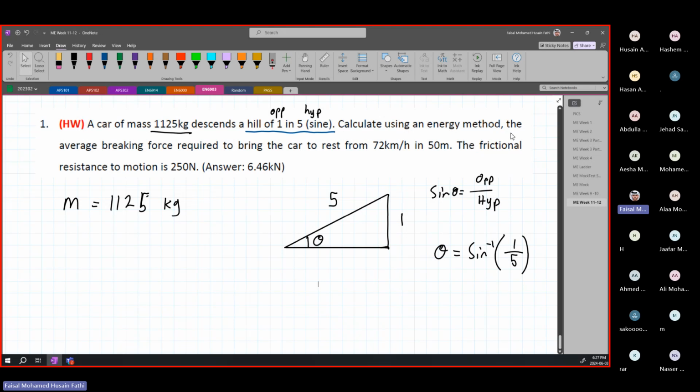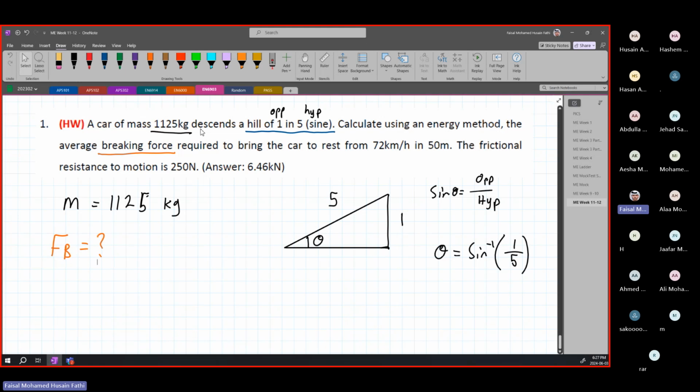Calculate using an energy method the average braking force required to bring the car to rest from 72 kilometers per hour in 50 meters, step by step. So what are we required to find? We need to find our braking force. So let's call that FB, which we don't know yet. Required to bring the car to rest from 72 kilometers.